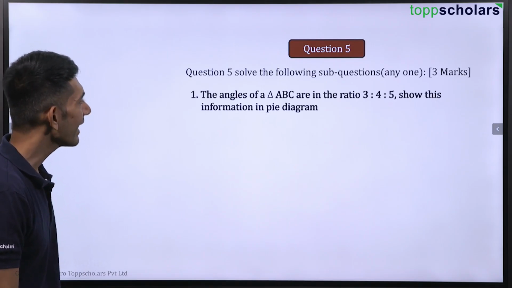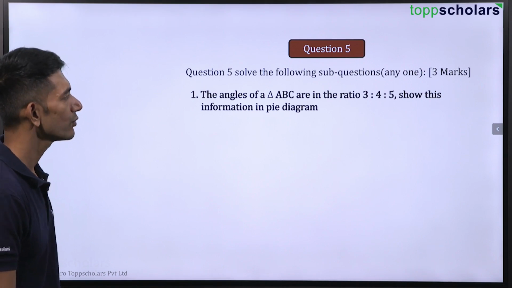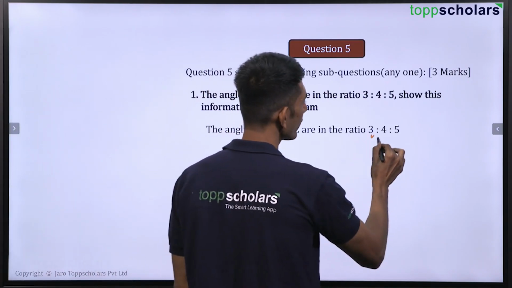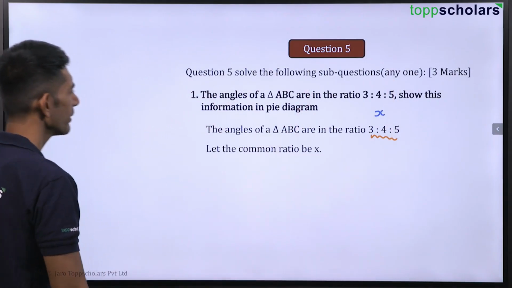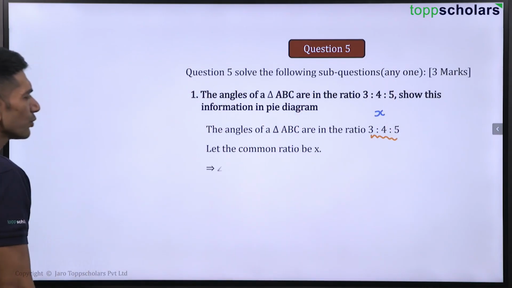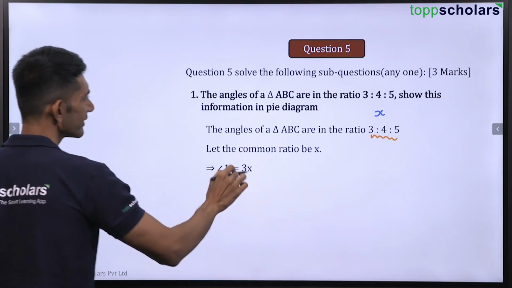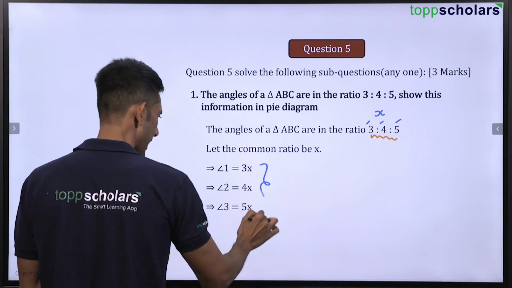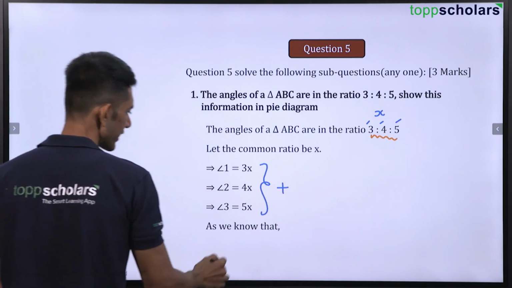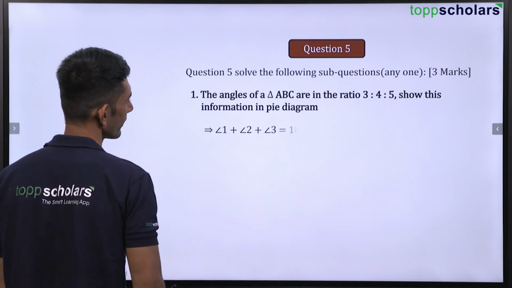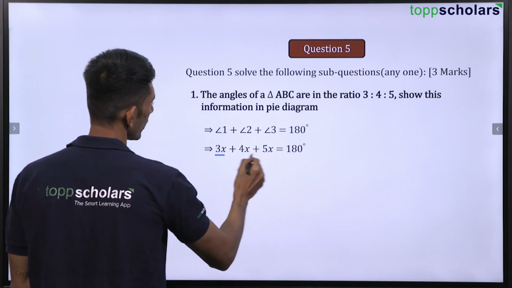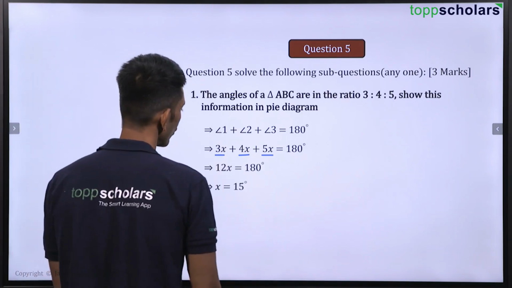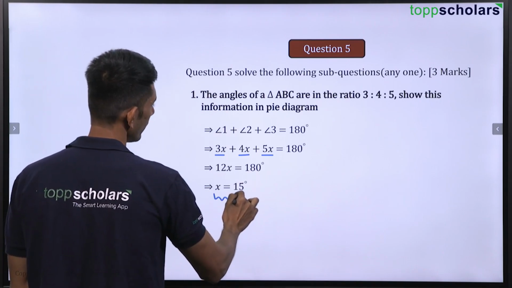It says the angles of triangle ABC are in the ratio 3:4:5. Show this information in a pie diagram. Interesting question. The angles are in the ratio 3:4:5, so let the common multiple be x. Now the sum of all the angles is 180. The first angle will be 3x, second angle 4x, third angle 5x. Their addition is 180. So 3x plus 4x plus 5x is 180. Right? 3 plus 4 is 7, 7 plus 5 is 12, so 12x is 180, and x is equal to 180 divided by 12, that is 15. So x is 15 degrees.